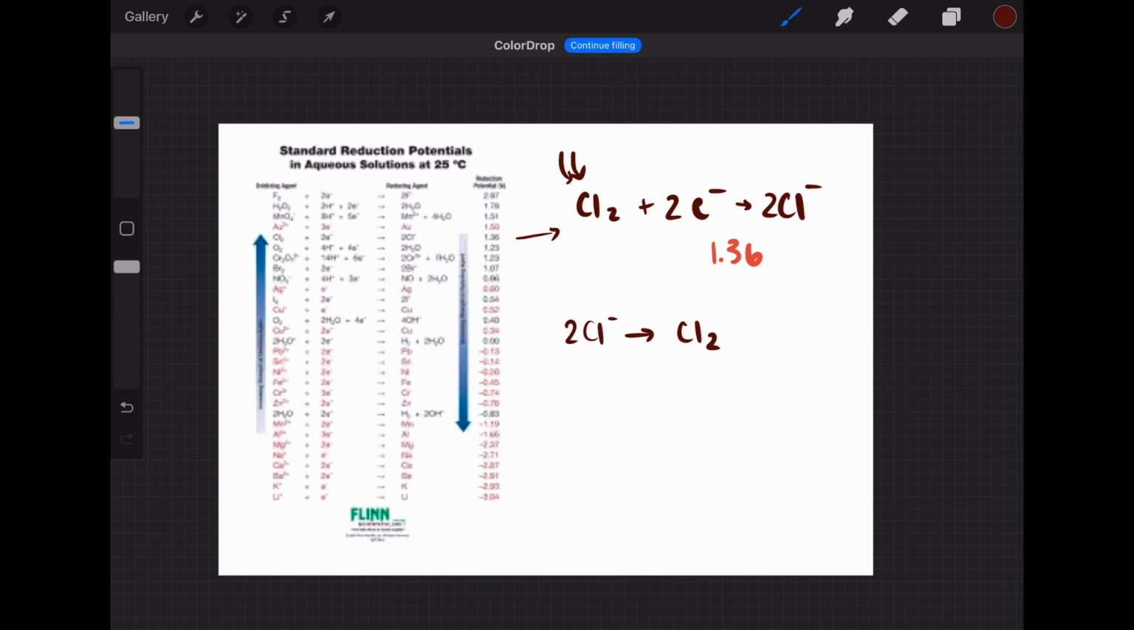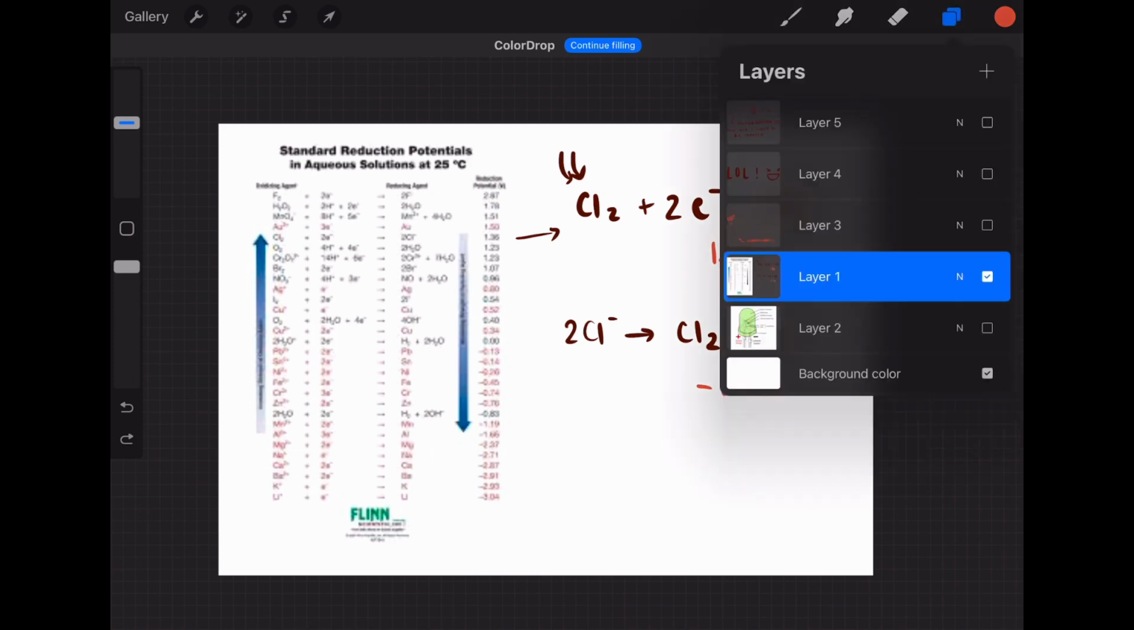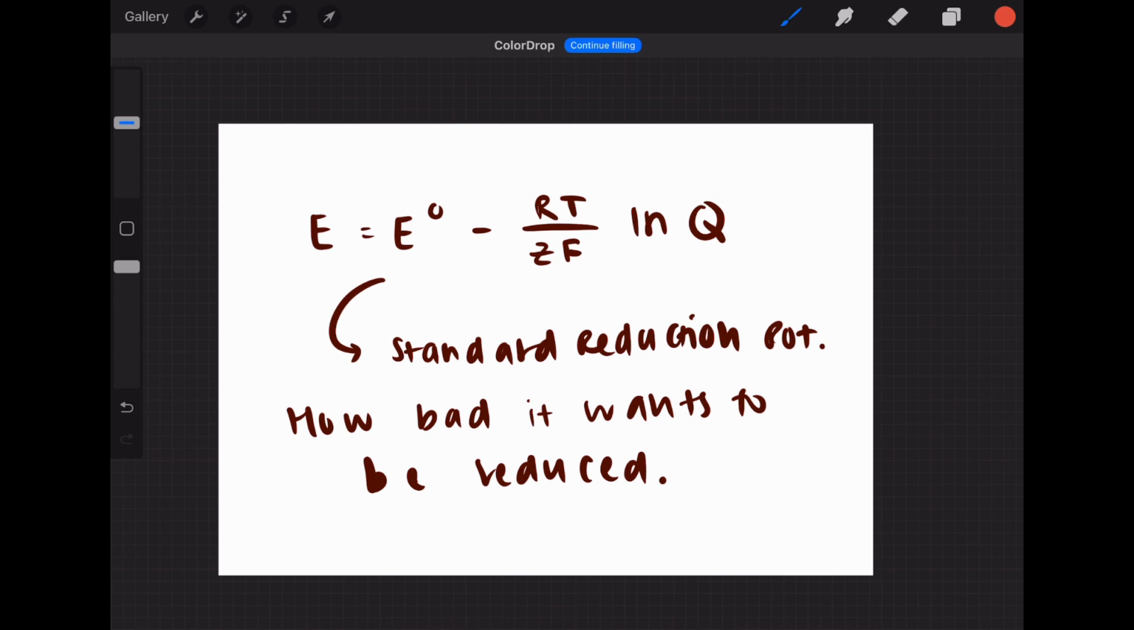So it's going to look like that, right? And when we flip it, that means our reduction potential is going to become negative, negative 1.36. And for something to oxidize this, we need it to have a reduction potential that is bigger than 1.36 because we don't want it to be negative, which is a problem. It's really difficult to find things that will oxidize chlorine.